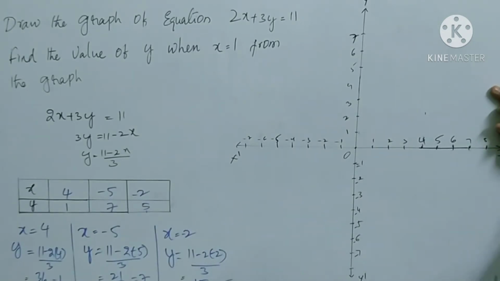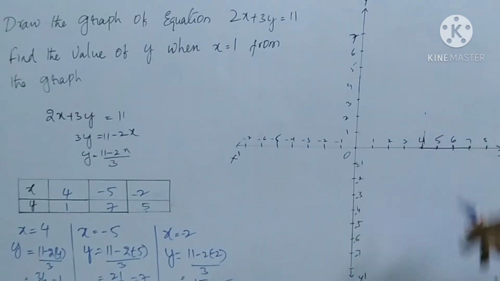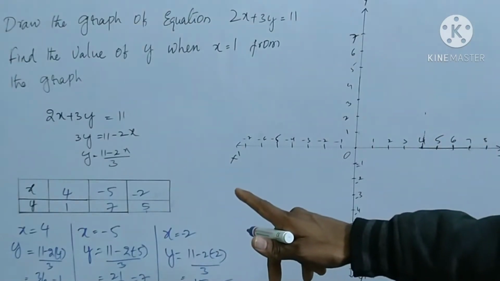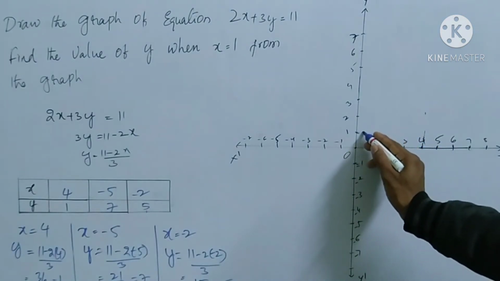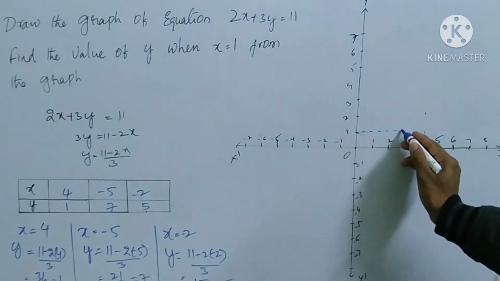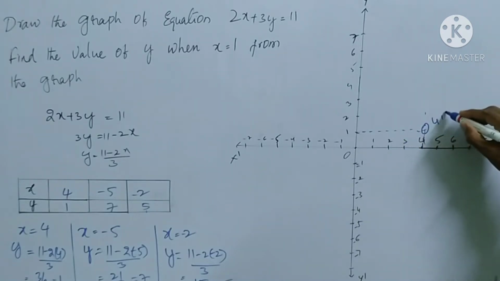Next step, identify these values on the graph. So, first one, 4 comma 1. Here draw a perpendicular line of x at 4 which is parallel to the y axis. So, when x is equal to 4, what is the y value? It is 1. Draw a perpendicular line of y which is parallel to x. So, the meeting point is called 4 comma 1.